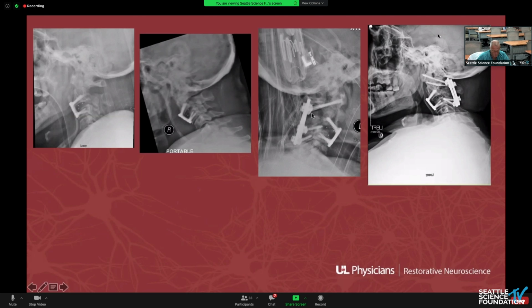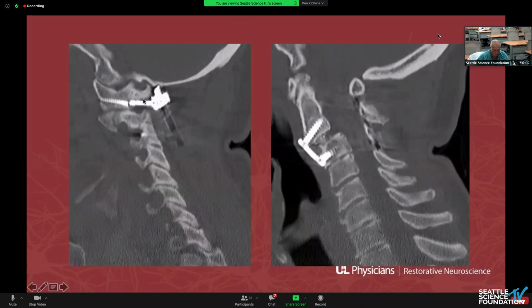The patient then underwent a posterior procedure. You can see that a year later, there's a broken screw there, and this image is 1 year later. This is one of my partner's cases.